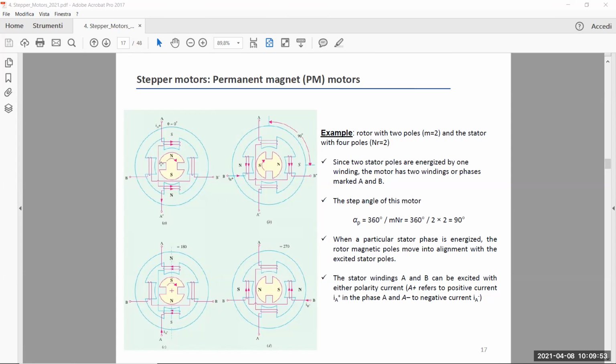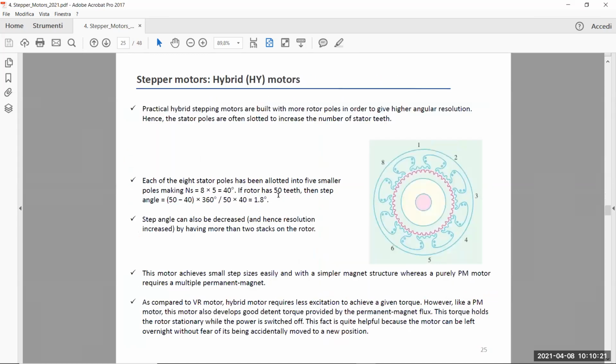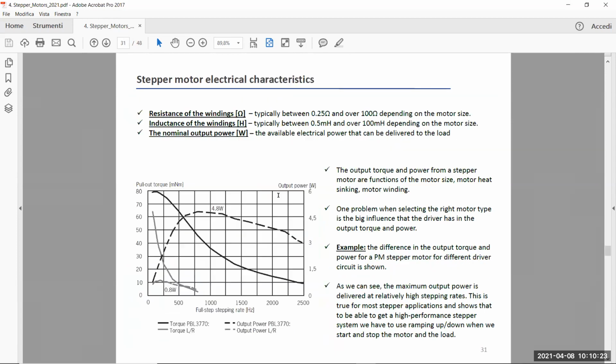So I said before, and this is true for PM stepper motors as indicated here, that the phases, for example the phase A, which has these two expansions, one and the opposite one, have the same coils. So the coils are in series. They have the same current flowing through them. So let's have a look at the way you can wire the phases.